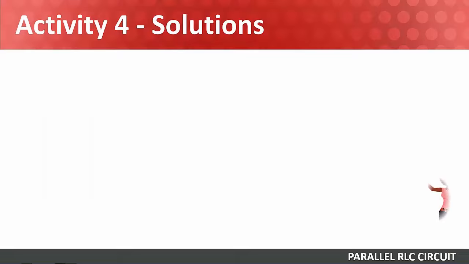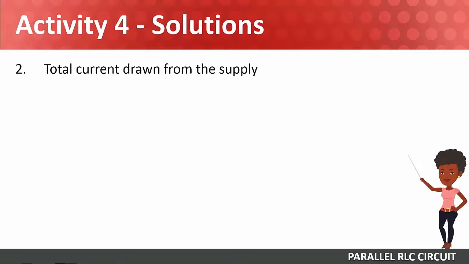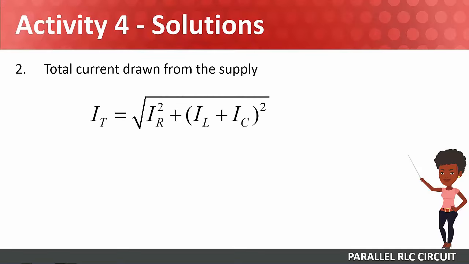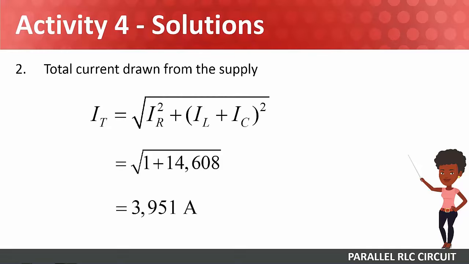The next question asked us to calculate the total current drawn from the supply. In a parallel arrangement, the total current is the phasor sum of the current flow through each component. We therefore use this formula. The total current is 3,951 amps.